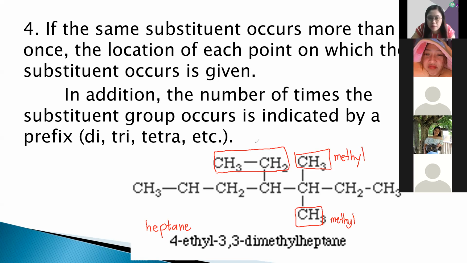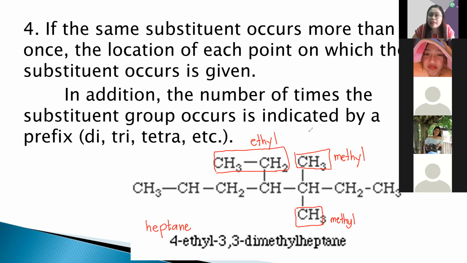So since that has two carbons, we also call this ethyl. Okay? Ethyl, as a substituent, it loses one hydrogen. So their ending is YL. Okay, so we have now identified the names of our substituents.